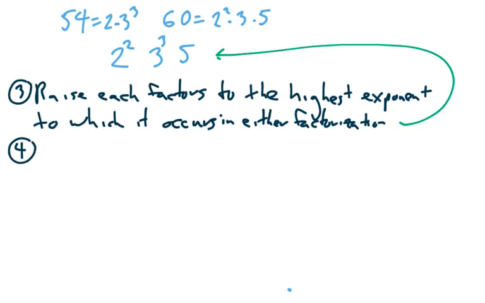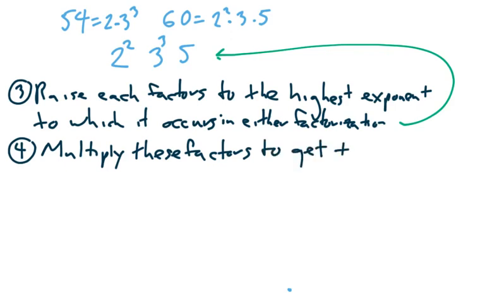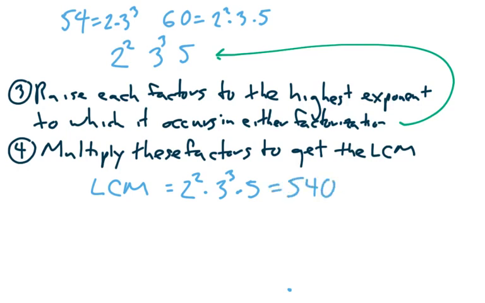Finally, step 4, multiply all of these factors, and that will get you the least common multiple. So the least common multiple of 54 and 60 will be 2 squared times 3 to the third times 5. Multiply all those together, and what you will get is 540. That's the least common multiple.